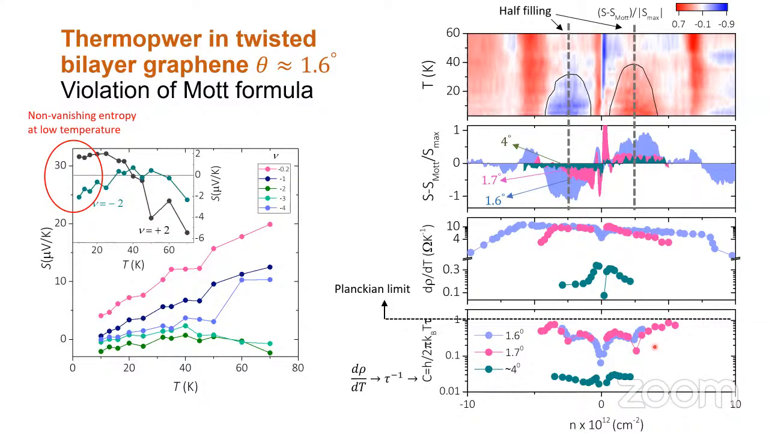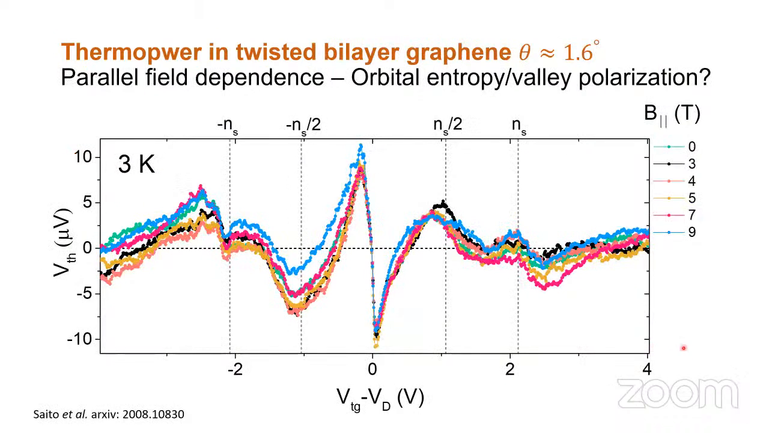We've tried to understand if there is a new phase which is developing here, probably where the excess entropy is coming into play. We applied a lot of magnetic field at 3 Kelvin, and we found that the magnetic field has hardly any effect. As a result, our current understanding is that it's orbital entropies, through probably some form of valley polarization effect, that is giving rise to this excess entropy.